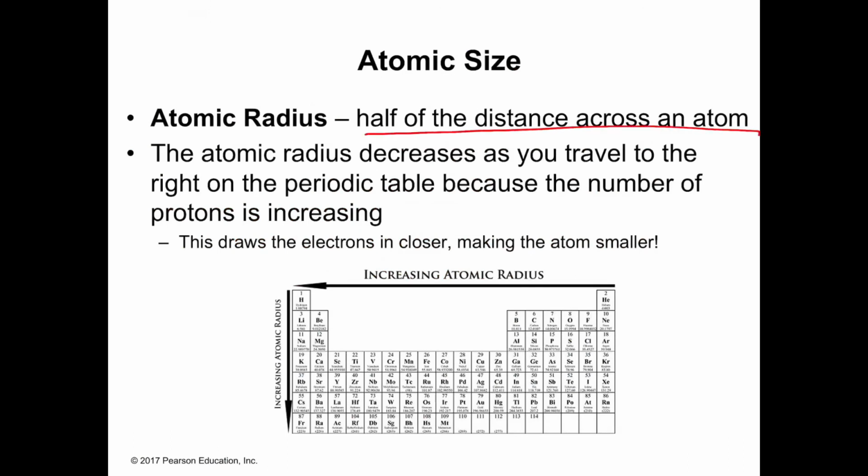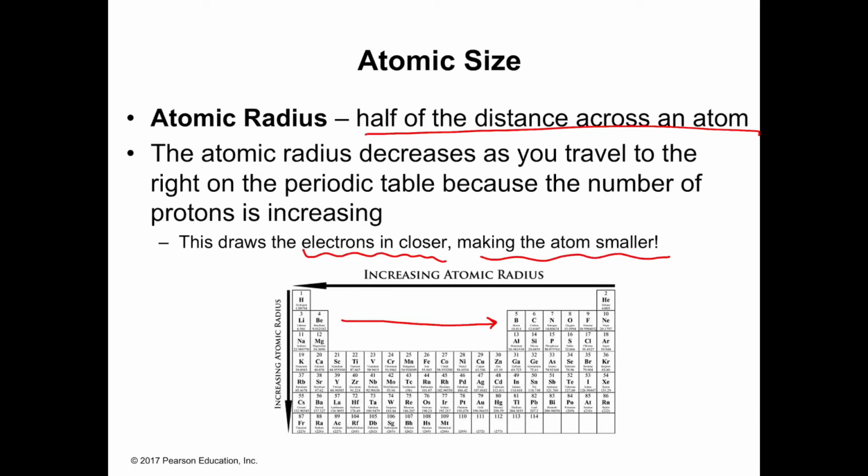So again, atomic radius is half the distance across an atom, and the atomic radius decreases as you travel to the right. So it's getting smaller as you travel to the right, because the number of protons is increasing. This draws the electrons in closer, which makes the atom smaller.